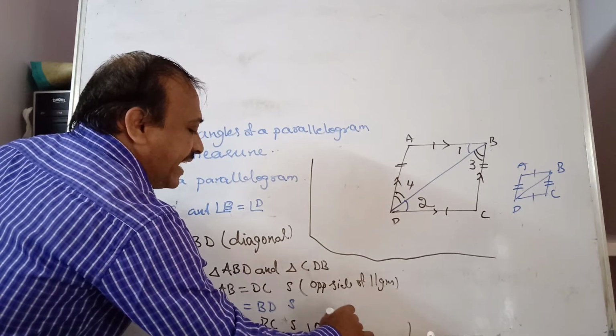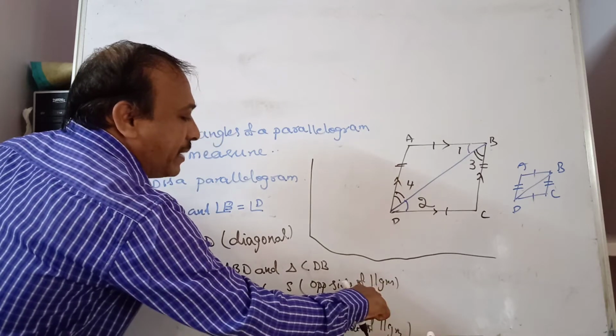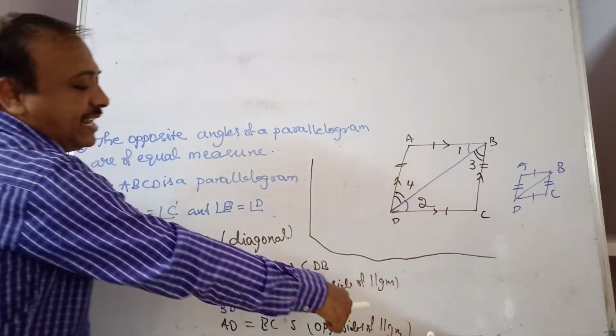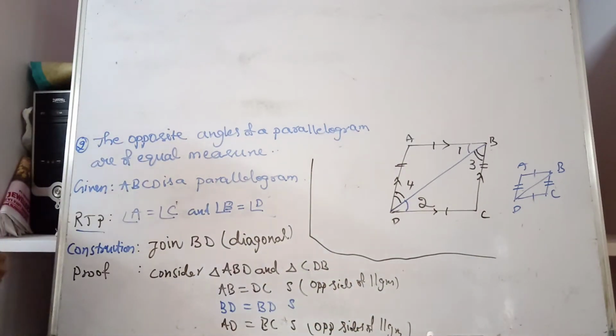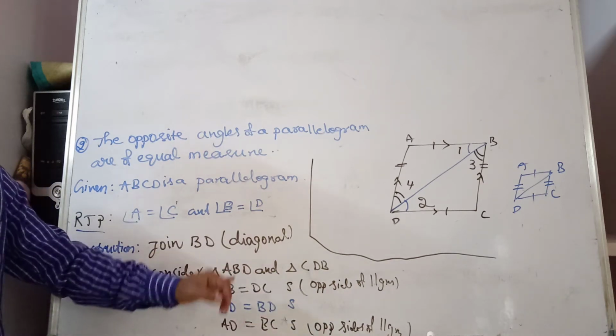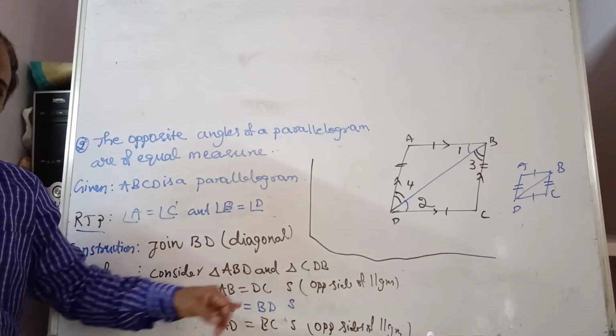Opposite sides of a parallelogram. This symbol is what? Double line parallel. Parallelogram, you can simply write as a parallel symbol like this. Now, by SSS criteria the triangles are congruent.